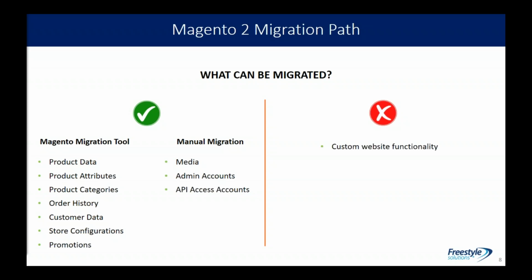Now, the things that can't be migrated is any custom website functionality. Since the structure and the framework for Magento 2 is so different than Magento 1, anything that was coded for Magento 1 does need to be recoded for Magento 2. Next are any Magento extensions. There are some companies that offer Magento 2 versions of the extensions, but there are some that don't, so you will have to find other extensions or have functionality custom created for some of these.